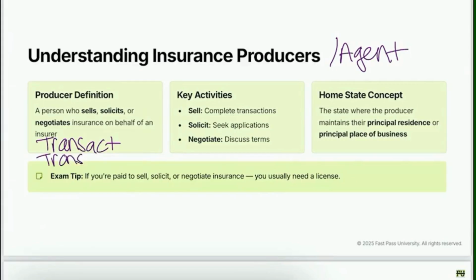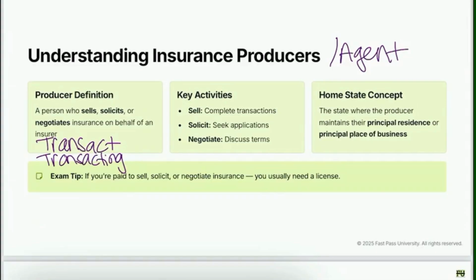So if you sell, solicit, or negotiate insurance, that is considered transacting insurance, and you must be licensed to do so, and that would make you a producer or an agent. Selling is completing transactions, soliciting is seeking applications, and negotiating is discussing terms or making adjustments to the policy.